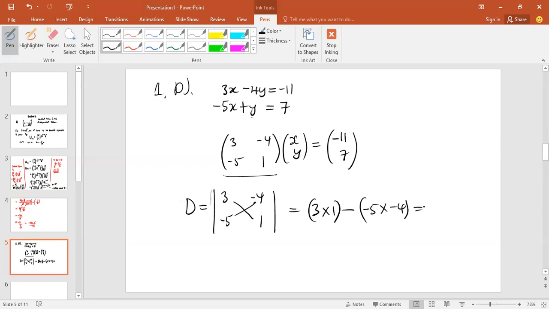So that this is 3 minus negative 20. And that gives us that the determinant is, oh, this is positive 20, negative gives positive. So that gives us negative 17. That will give us negative 17 determinant.